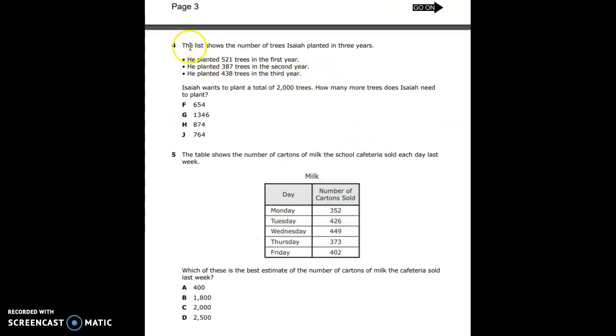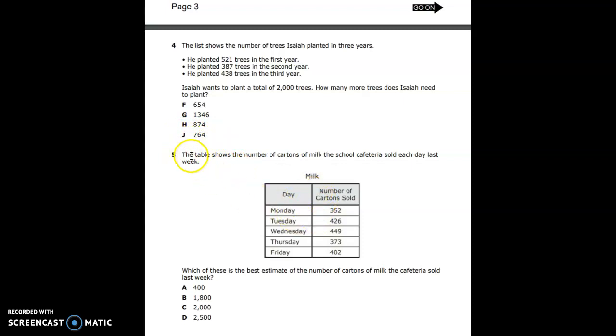Number 4. The list shows the number of trees Isaiah planted in 3 years. He planted 521 trees in the first year. He planted 387 trees in the second year. He planted 438 trees in the third year. Isaiah wants to plant a total of 2,000 trees. How many more trees does Isaiah need to plant? Is it F, 654, G, 1,346, H, 874, J, 764?